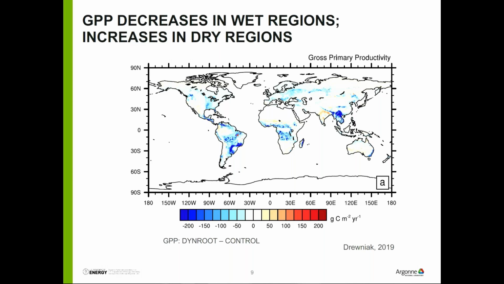The other thing that I don't have in this figure, but this is in the paper, is if you compare the gross primary productivity with MODIS observations, the dynamic root model improves the root mean square error and also the bias. It depends on the region and it depends on the season, but overall there's a slight improvement. It's not a large improvement, but it is a small improvement.